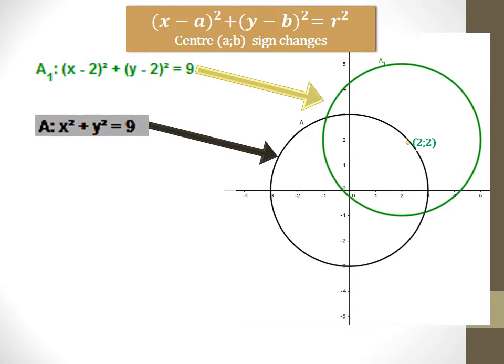So let's look at another equation: (x + 2)² + (y + 2)² = 9.